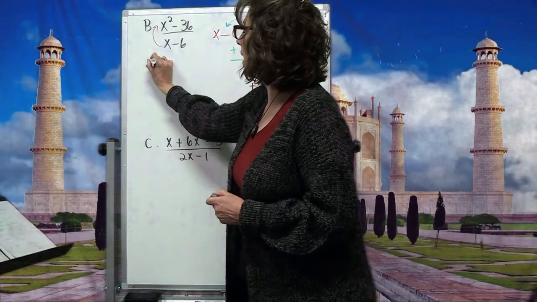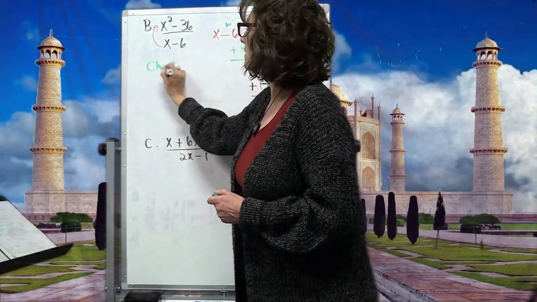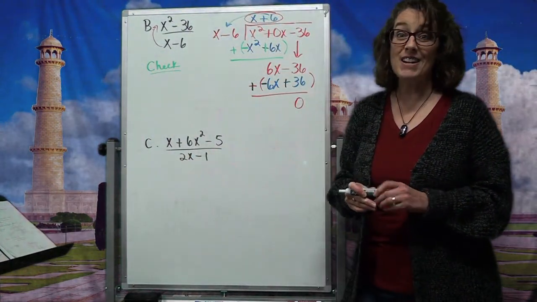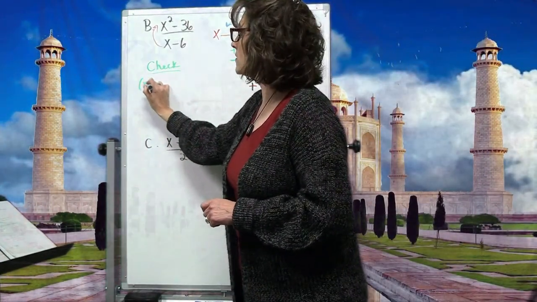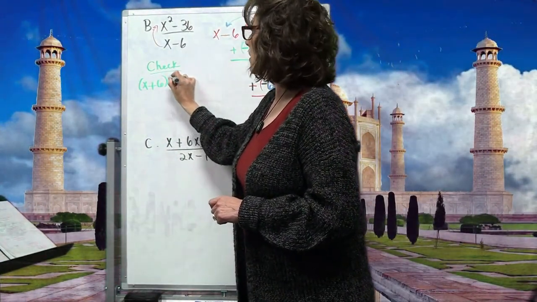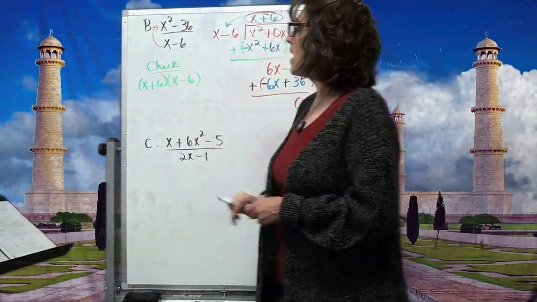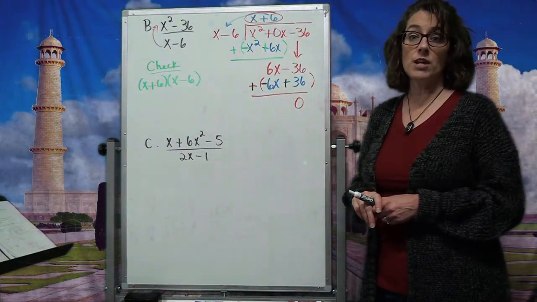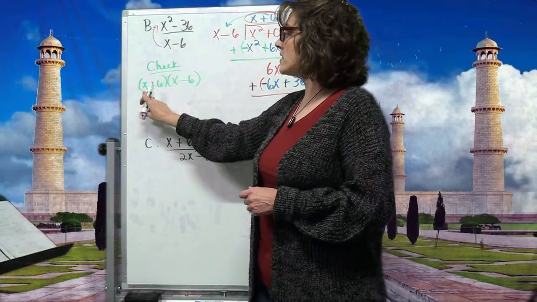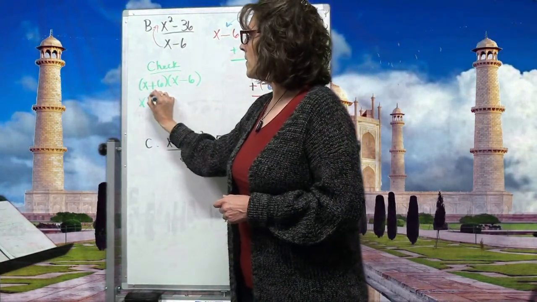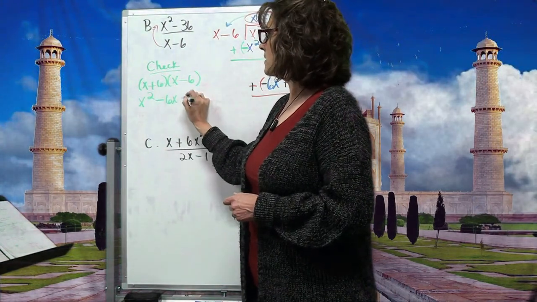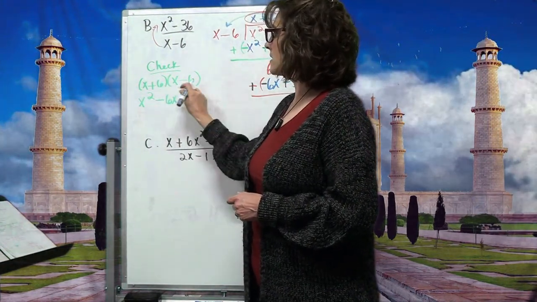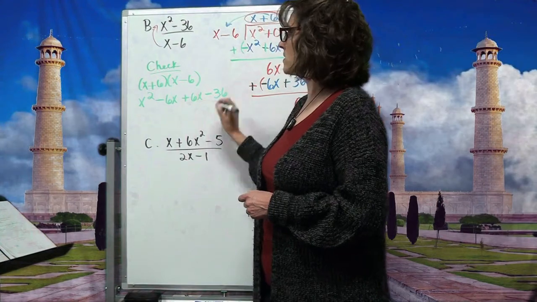Sure, let's multiply our quotient to our divisor, my mistake, quotient to divisor, and when I multiply those, the entire quotient to the entire divisor, I better get the dividend that's underneath. So when I FOIL this, x times x is x squared, x times negative 6 is a negative 6x, 6 times x is a positive 6x, and 6 times negative 6 is a negative 36.